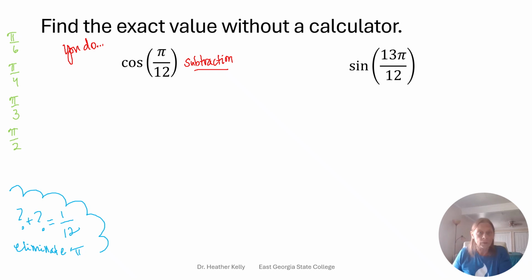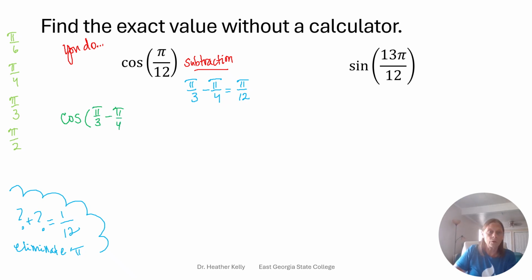Okay, so hopefully you have figured out that it is pi over 3 minus pi over 4. That's equal to pi over 12. All right, and then we are dealing with subtraction of cosine. So we're going to have cosine of pi over 3 minus pi over 4.